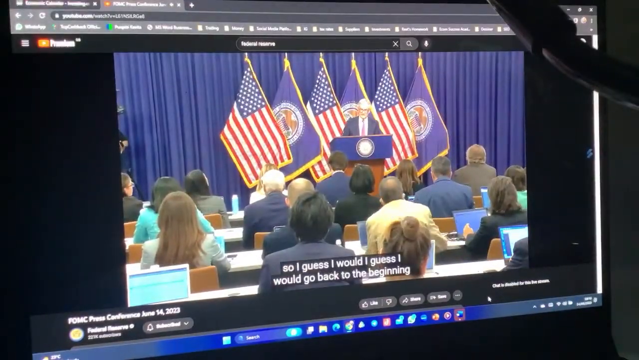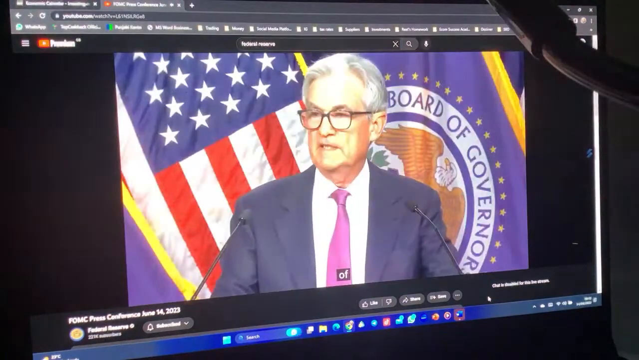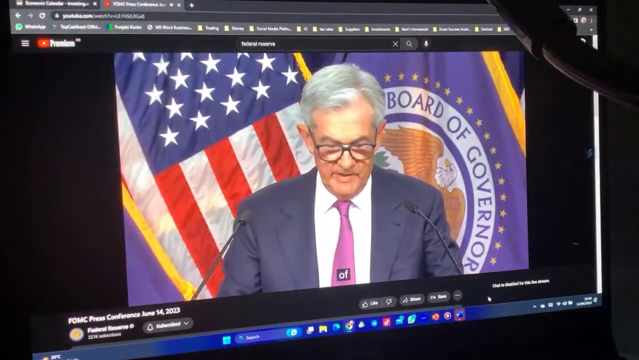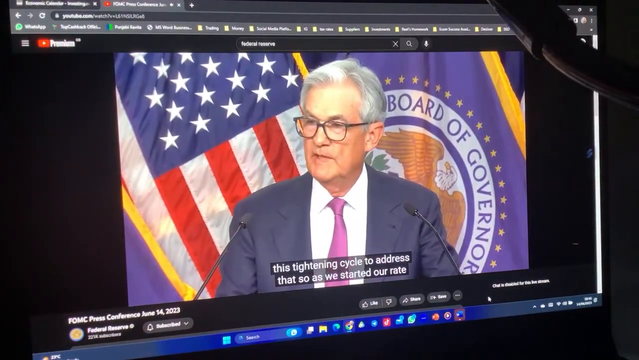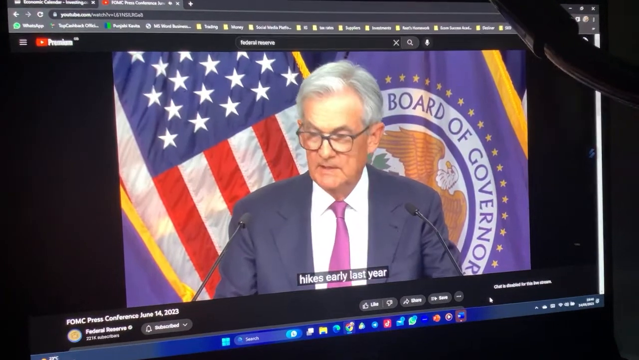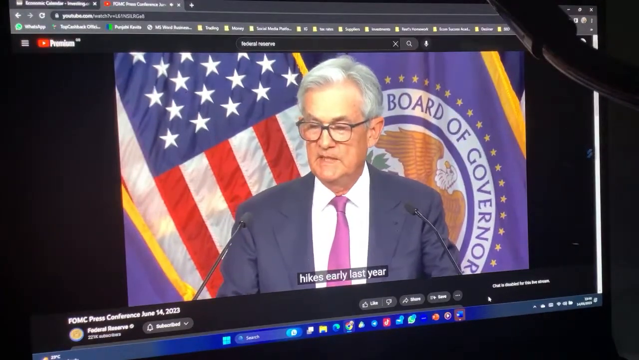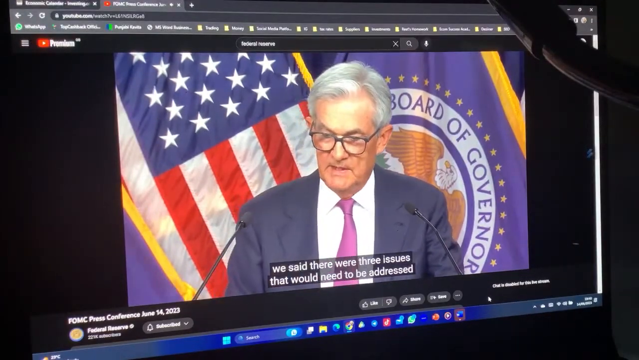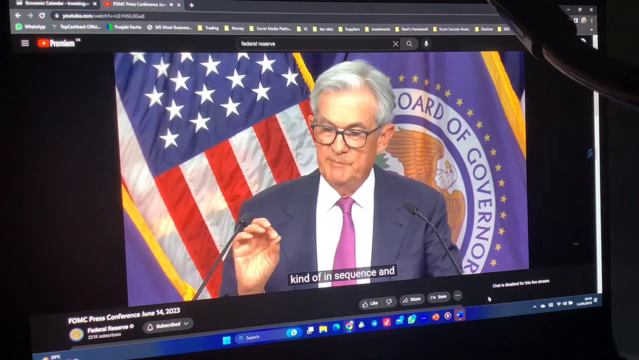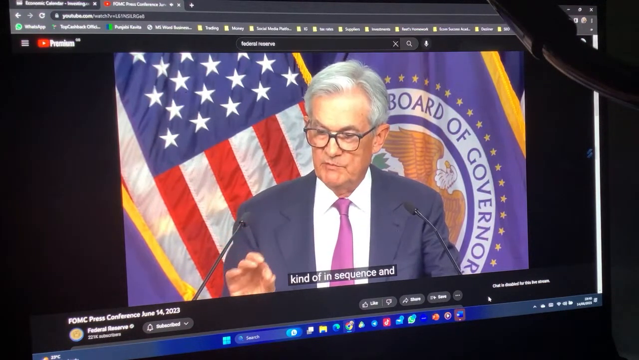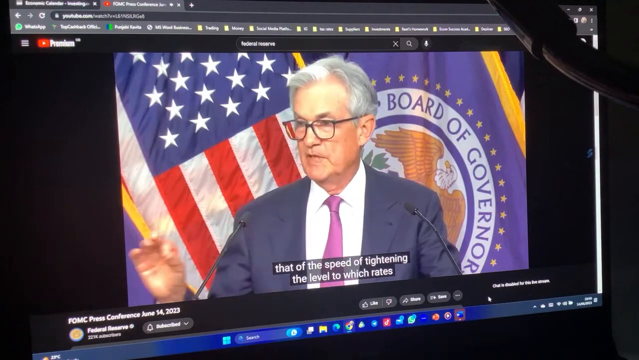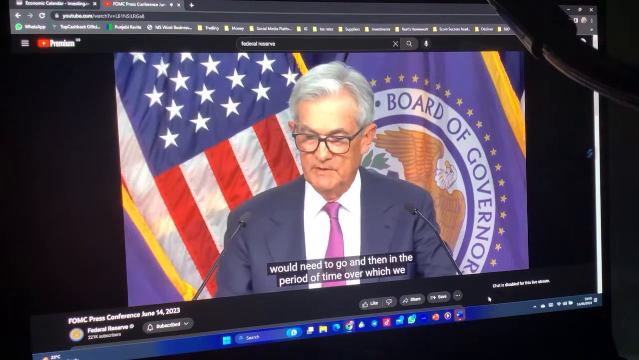So, I guess I would go back to the beginning of this tightening cycle to address that. As we started our rate hikes early last year, we said there were three issues that would need to be addressed in sequence: the speed of tightening, the level to which rates would need to go, and then the period of time over which we'd need to keep policy restrictive.